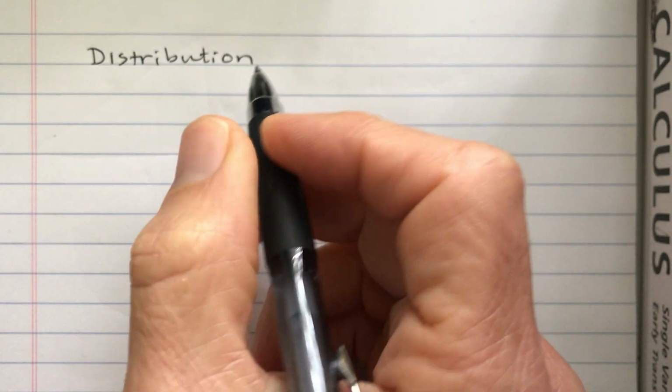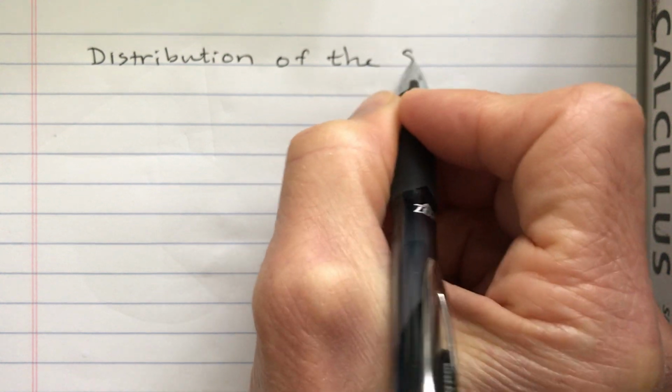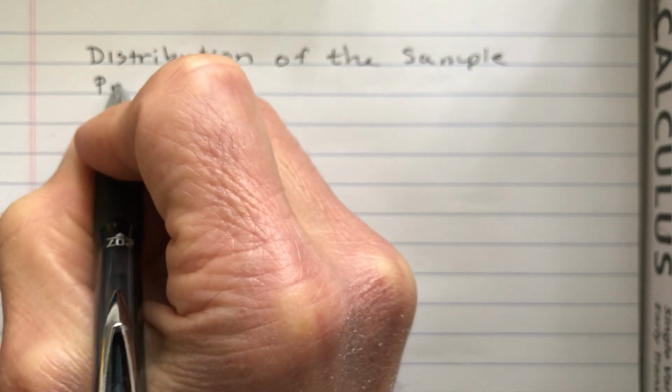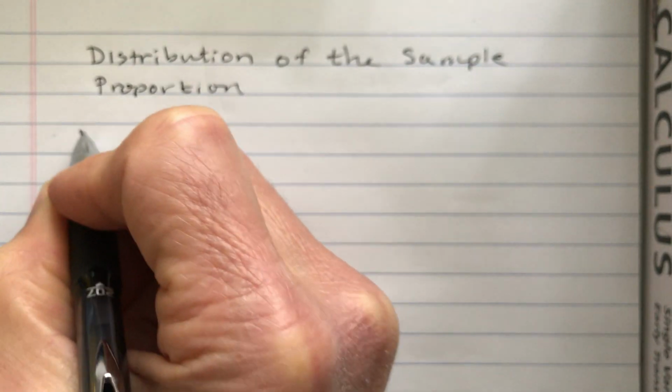Okay, this video is about the distribution of the sample proportion. Okay, so we're going to start off with an example.